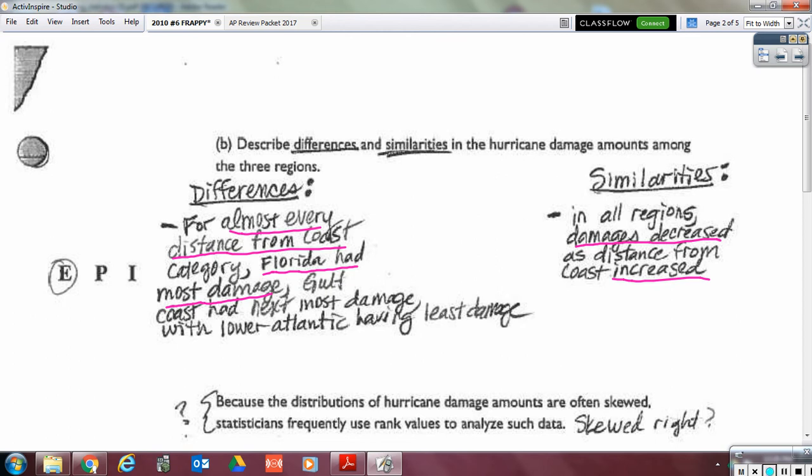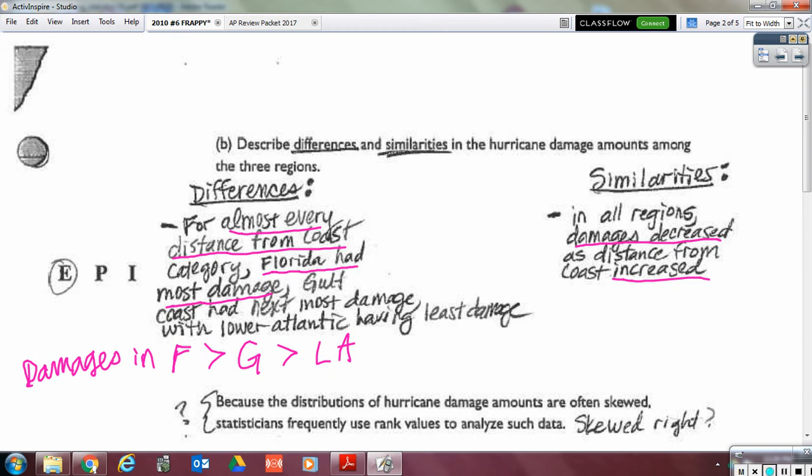Yes, ma'am. Gulf Coast and then, so you did it kind of like inequalities. So did you say this is the amount of damages? So you said damages in Florida is greater than the Gulf Coast is greater than Lower Atlantic. Yeah, that's probably okay.